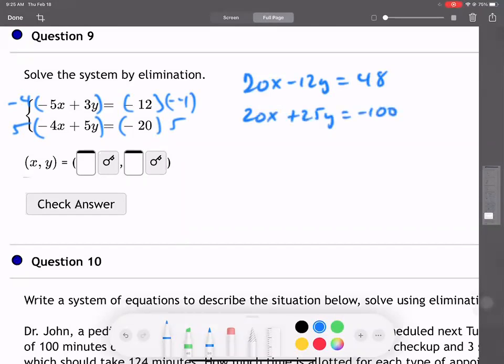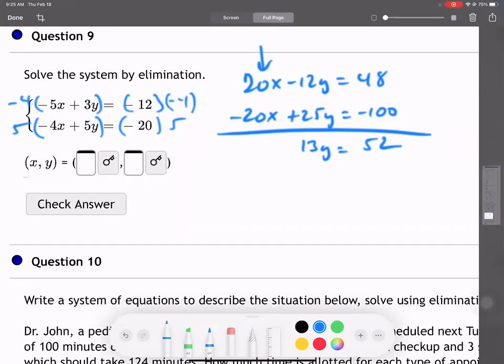Yikes, that's a big number. And that's a negative in the front. Okay, but now you can see the x's nicely cancel out when I use elimination, add downward. So that cancels out. 25 minus 12 is 13. y equals 52 over 13.